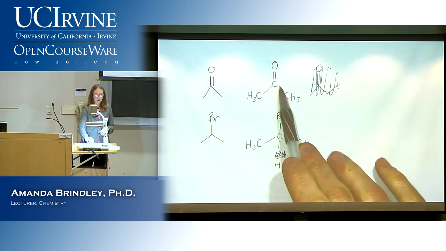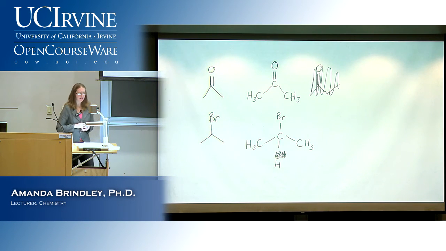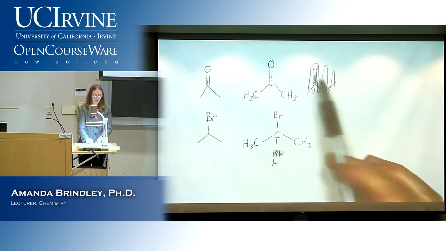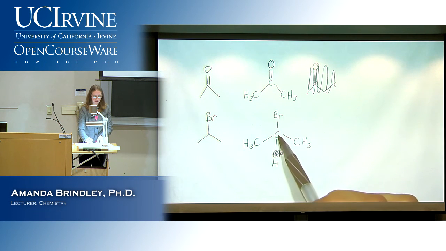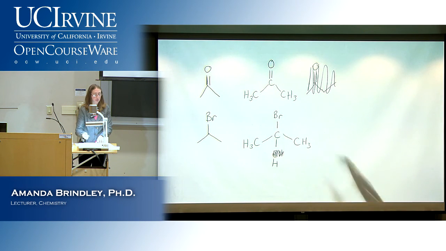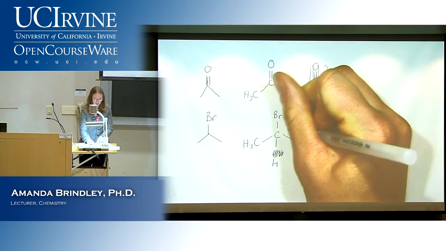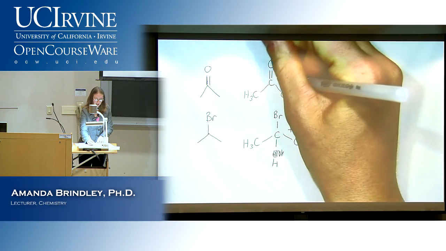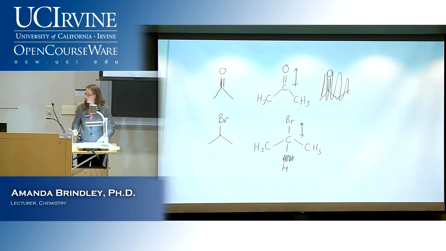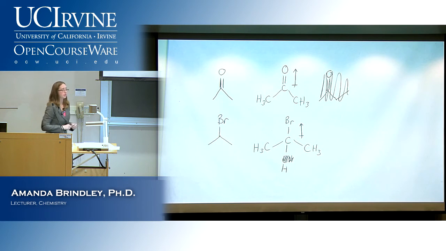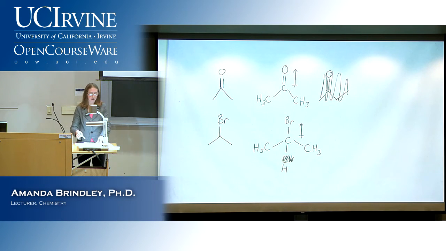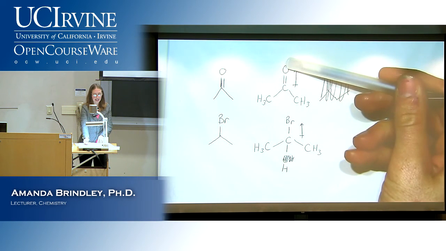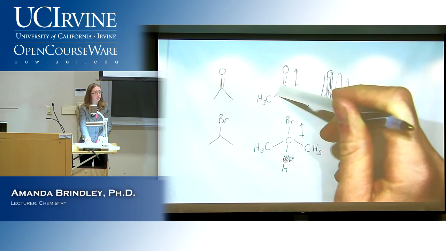So what do we think? Does that have any polar bonds in it, first of all? That's our first question. The carbon to the oxygen, that's polar, right? Does this have any polar bonds? Carbon to the bromine. So we get a dipole going toward the more electronegative atom, right? We know that they're polar bonds because we're looking at the difference in electronegativity. That has a high electronegativity, that has a low electronegativity.